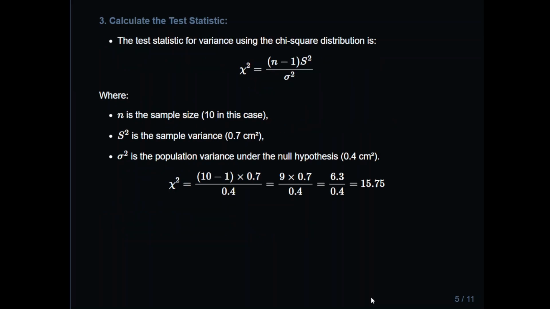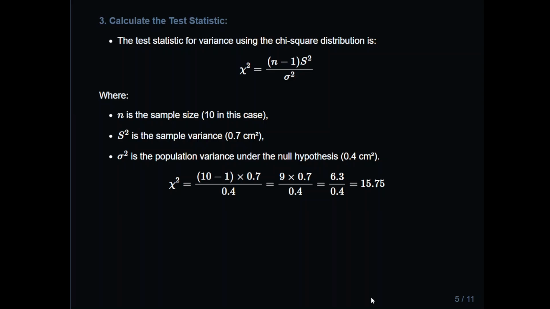Now this is the key part, the test statistic. The test statistic for variance using a chi-squared distribution is as follows. Chi-squared equals n minus 1 times s squared, where that's the sample variance, divided by sigma squared. Here n is the sample size, which is 10 in this case. S squared is the sample variance, which is 0.7 cm squared, and sigma squared is the population variance under the null hypothesis, 0.4 centimeters squared.